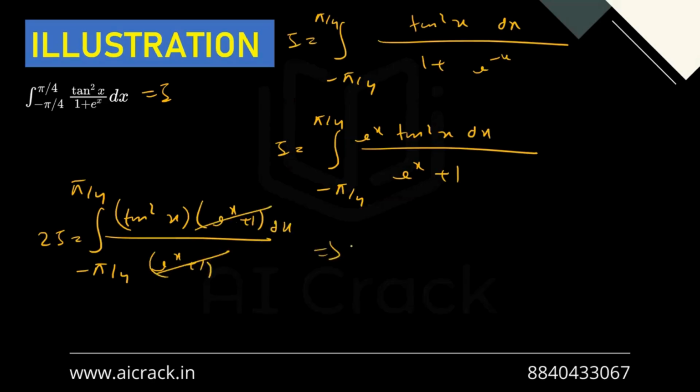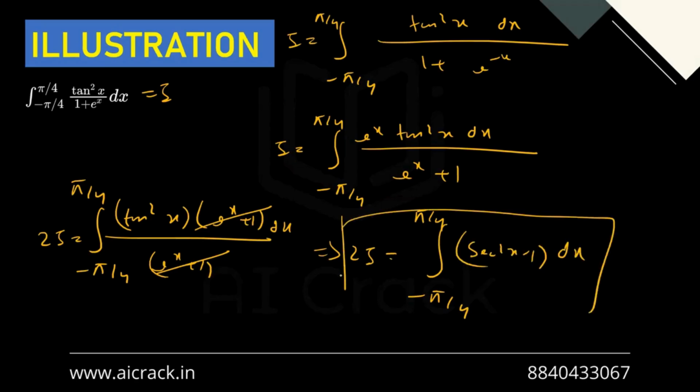So what we have got, 2I equals the integral from minus pi by 4 to pi by 4. What we are left with is tan square x. We can write it as sec square x minus 1 dx. Now this becomes a very standard integral, right?